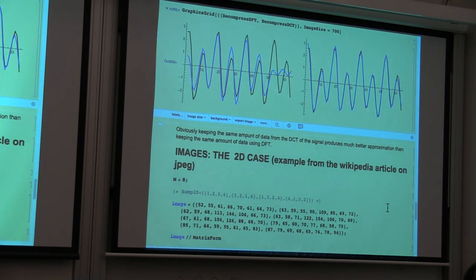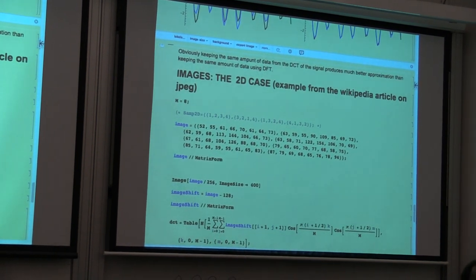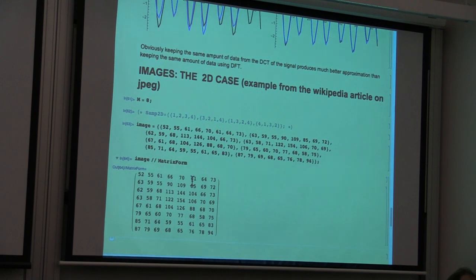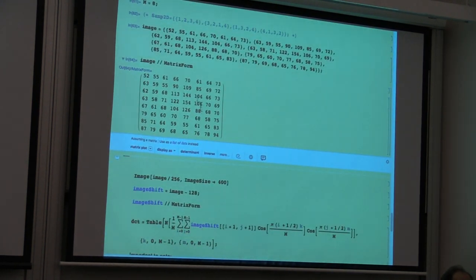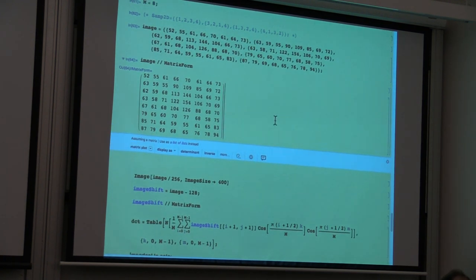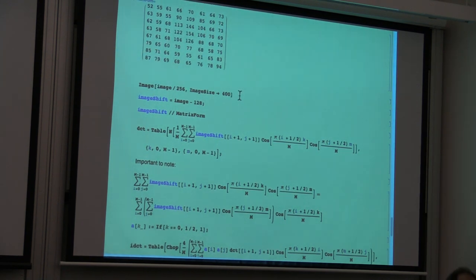So now let's move to images. And lo and behold, here is one image, in a matrix form. These are simply the values of the samples, and because we use 8-bit encoding of intensity of the pixel, they range between 0 and 255. Where does this come from? This comes from the most famous image that is used in image processing.